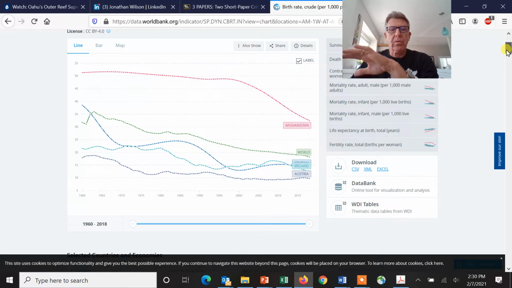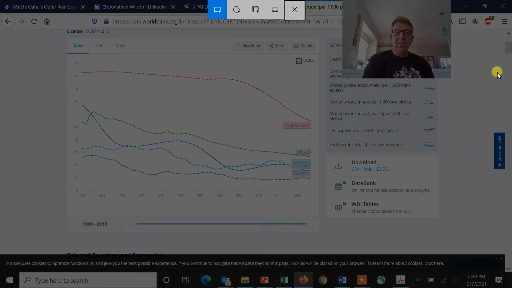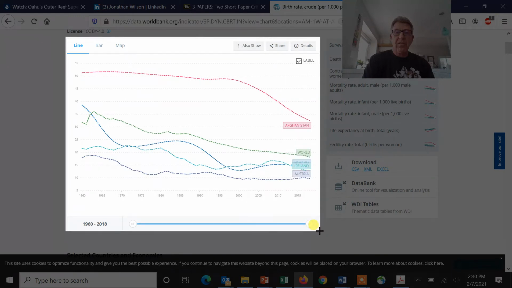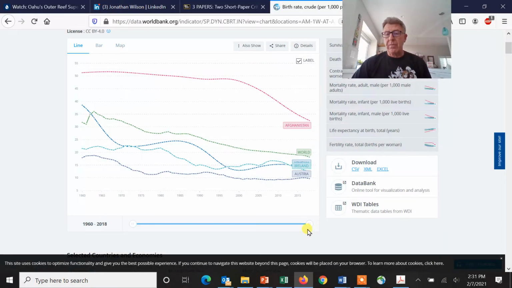I want to include this graph. There's a simple keystroke. There's the Windows symbol on your PC. Windows Shift S. Now this box comes up, and I'm just going to go like this, and I'm going to draw the graph. That's what I want to include in my paper. Now I have it.